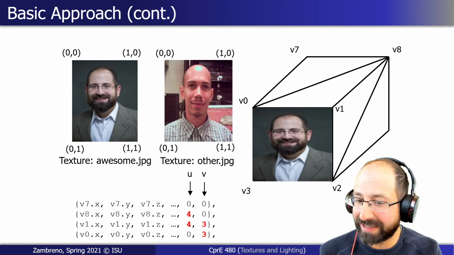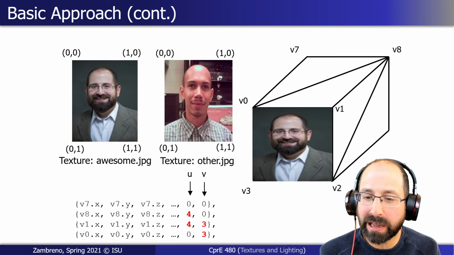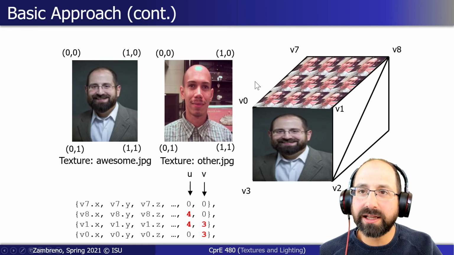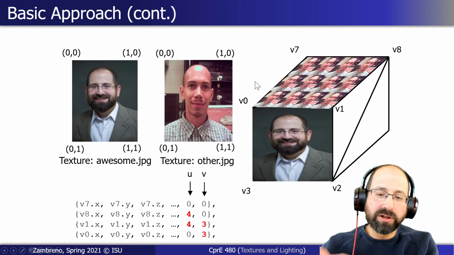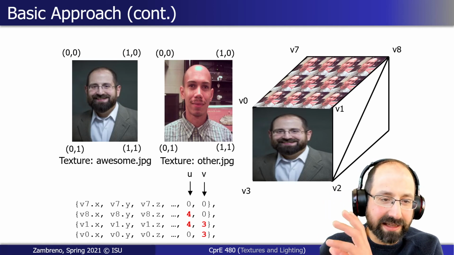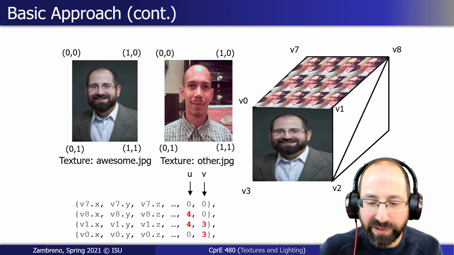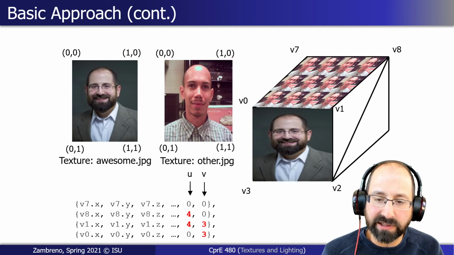What'll happen, it depends on how we configure our texture units to do that lookup, is that instead of having one picture of other.jpg, you would get some sort of multiple copies, in this case 4 copies in the X dimension and 3 copies in the Y dimension, or the U and the V dimension for that particular texture.